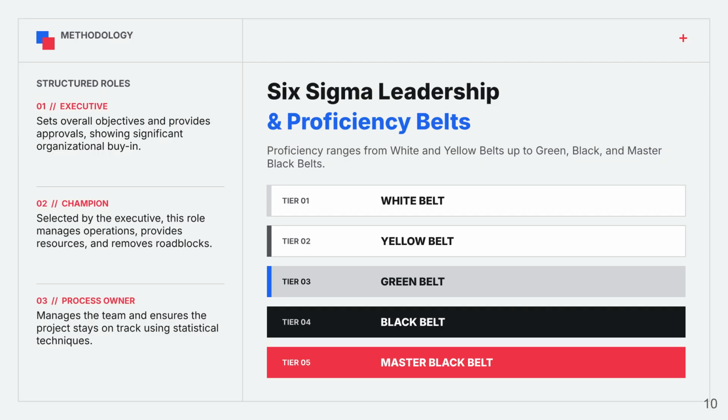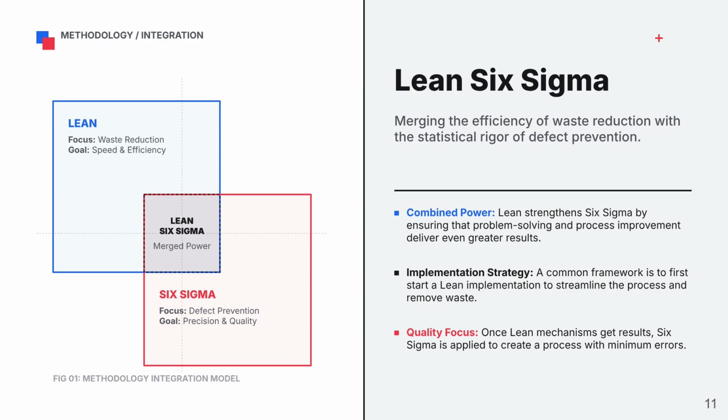This structured leadership model ensures that every improvement initiative has clear ownership, proper technical expertise, and strong management support. In RPA projects, these roles help ensure that automation initiatives are carefully planned, effectively managed, and aligned with the organization's long-term business goals. Lean and Six Sigma are often viewed as separate methodologies, but they deliver the greatest value when used together. Each addresses a different aspect of process improvement, making them highly complementary.